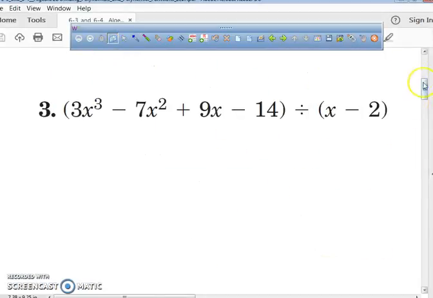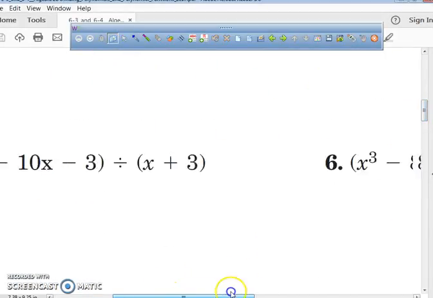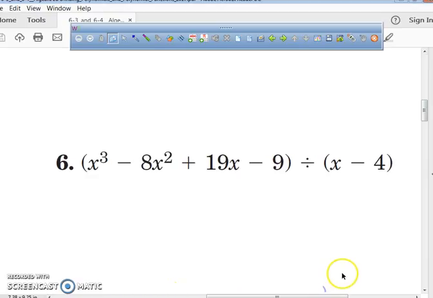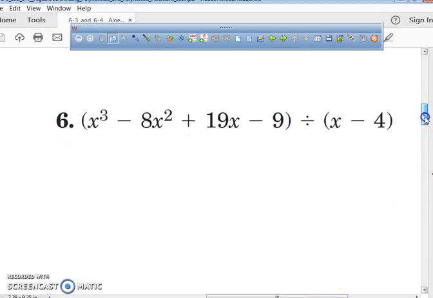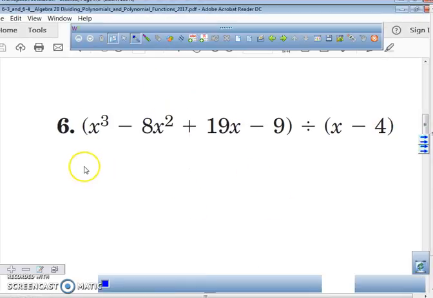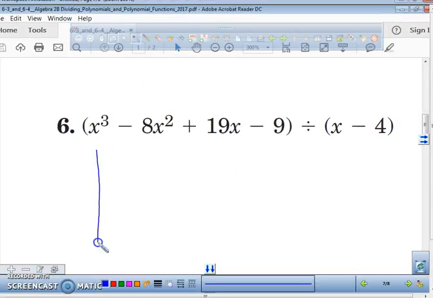The last problem I'm going to do with you right now is problem number 6, because problem number 6 is going to have a remainder. Okay? So right now, what do you do if you have a remainder? So I'm just going to do it the way I like it. All right? If you want to put the little L going that way, that's fine.